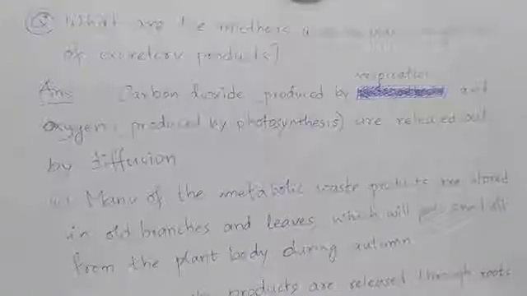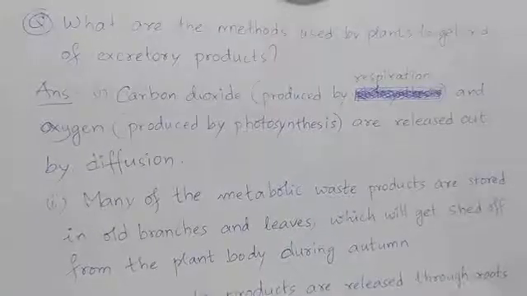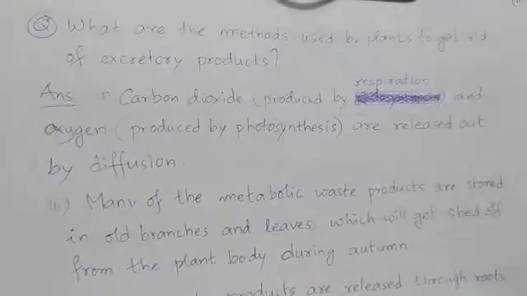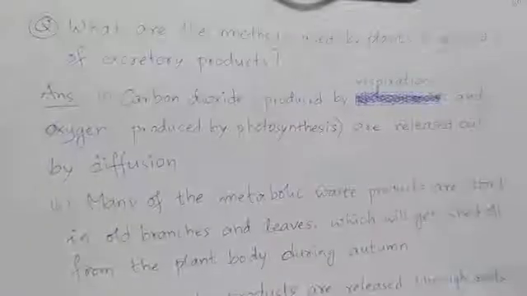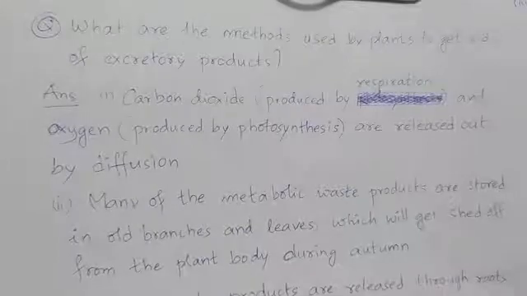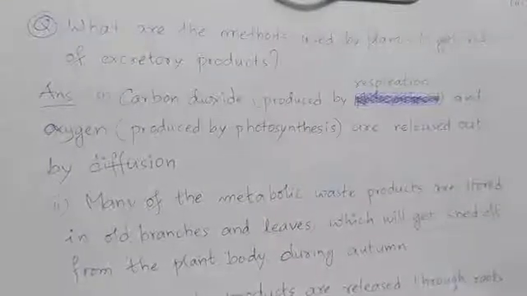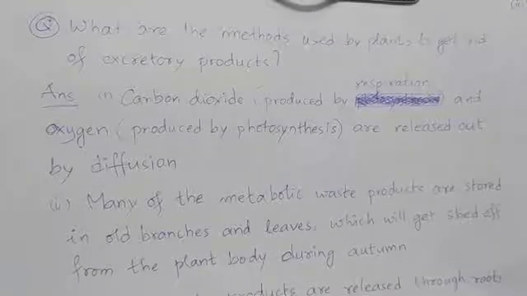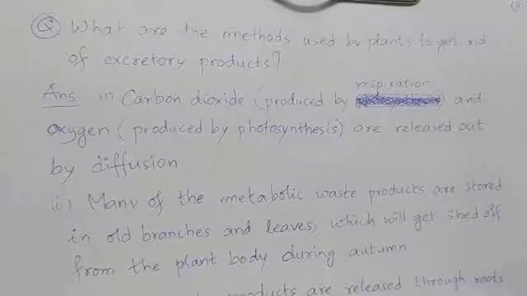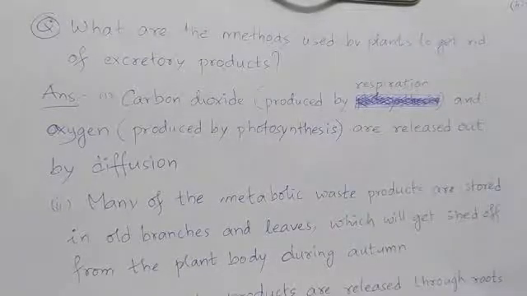So everything that is released by some metabolic activity and is not utilized again by that metabolic activity is considered as an excretory product. In photosynthesis, oxygen is released, but does photosynthesis use oxygen? No. So, by photosynthesis, the excretory gas that is released is oxygen.